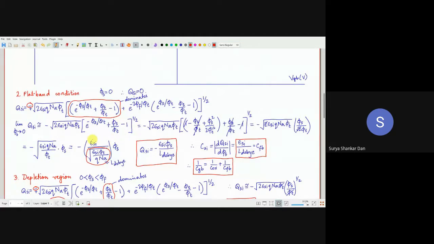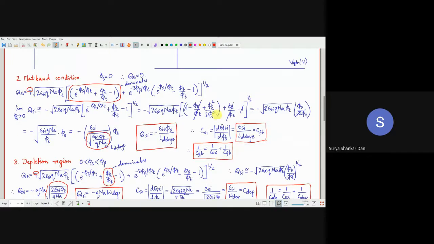Okay, so from here, what we get is QSI is this. So clearly, if you try to find out the CSI, that is the silicon capacitance, then it will be dQSI by d phi s, the surface potential. What will remain here, with the mod? It will simply be epsilon si by L Debye, which is CFB. Okay. Now, when is this available? When the surface potential phi s is equal to 0.